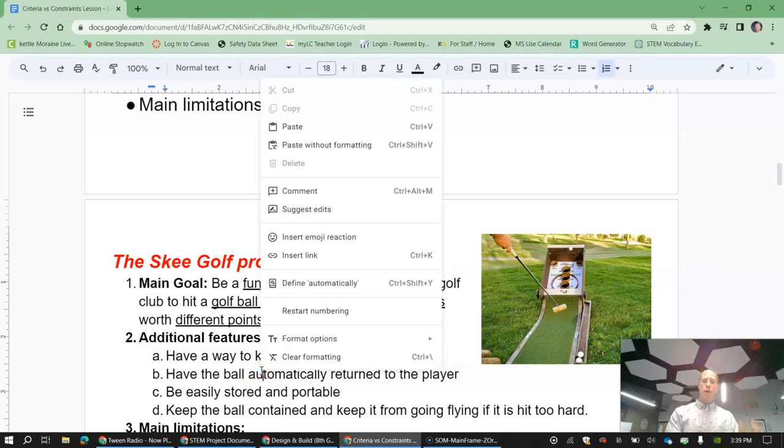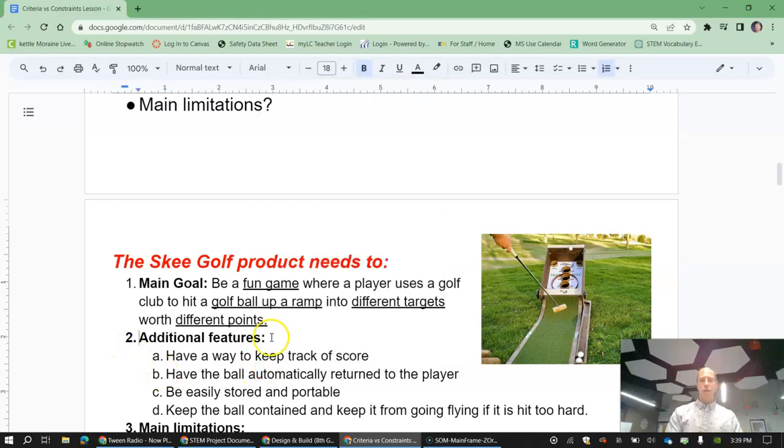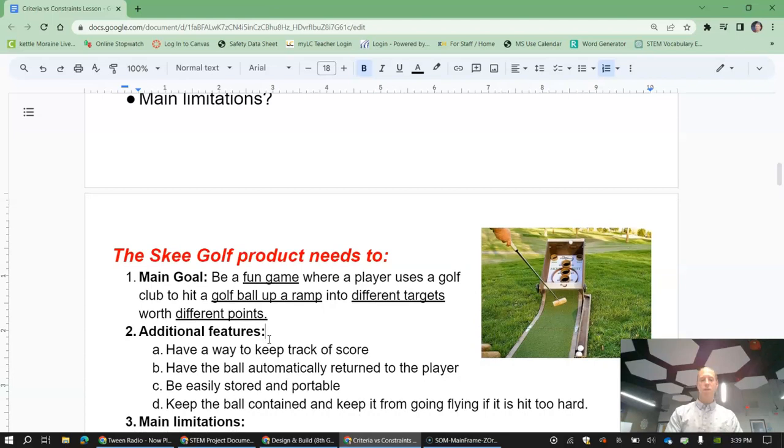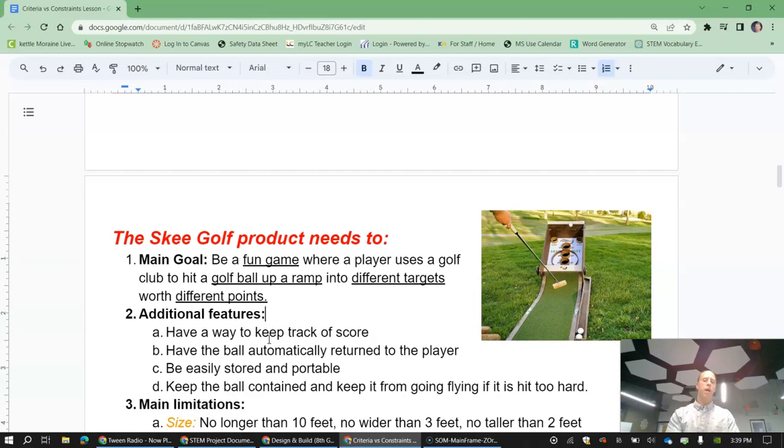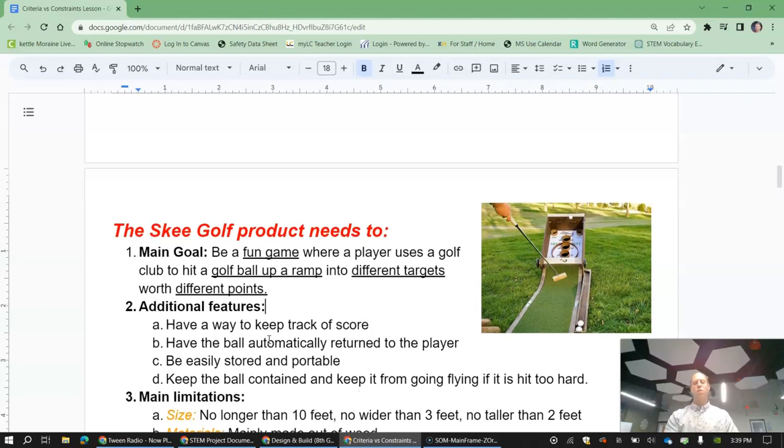And then now whenever we're designing, we're going to have limitations. Here are some examples of limitations of this product if we're designing. Size. Maybe somebody said to you, hey, we can only have this thing be so long. It can be no longer than 10 feet, so you can make it 9 feet, you can make it 8 feet, you can't make it 11 feet. It can be no wider than 3 feet, no taller than 2 feet. So size is a very common limitation.